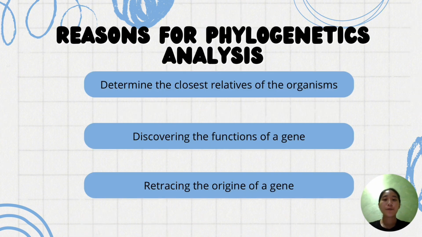These are the reasons why we do phylogenetic analysis. One is to determine the closest relatives of the organisms. The second one is to discover the functions of a gene. And the third one is to retrace the origin of a gene.